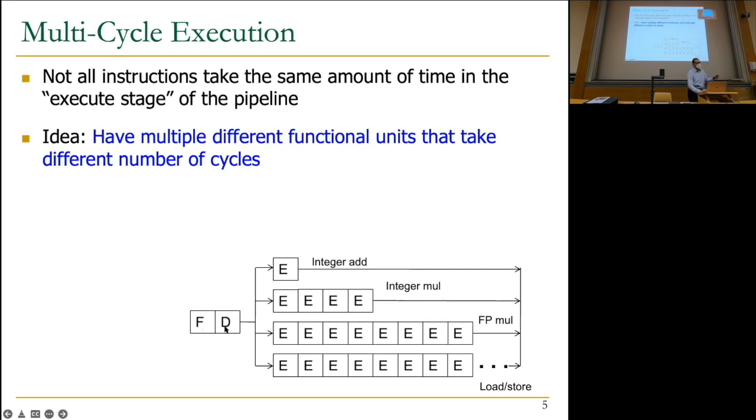You fetch, decode, and then depending on the type of the instruction, you go to different execution units, different functional units. One of them can be an addition unit, another can be a multiplication unit, another can be a division unit, floating point multiplication unit, load unit, store unit, who knows what else, right? And load unit, store unit may be different also depending on where the data is. So this is really what a real machine looks like.